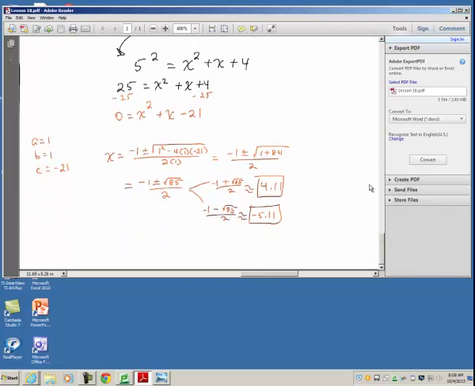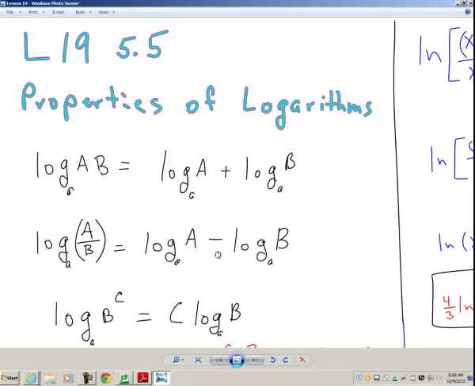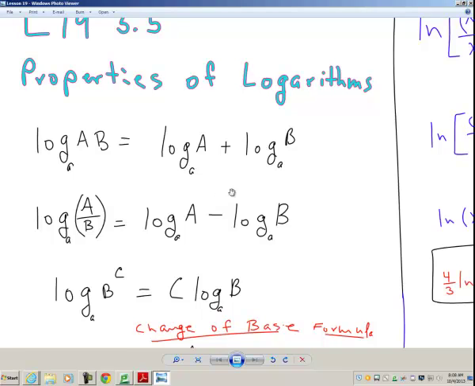Okay? Questions with that? So that was the tail end of lesson 18. Okay, let's take a look. We're going to spend some time with lesson 19. And this is not nearly as long as it looks, because a lot of lesson 19 is what we've already covered in lesson 18. So we're going to do some more properties of logarithms, and here are some more concepts that you're going to need to know.